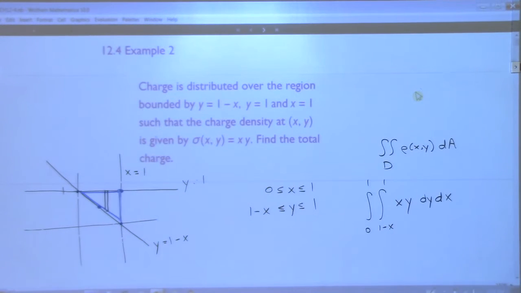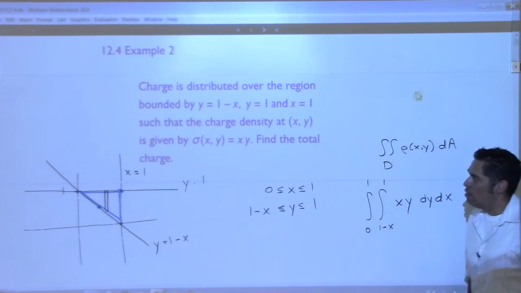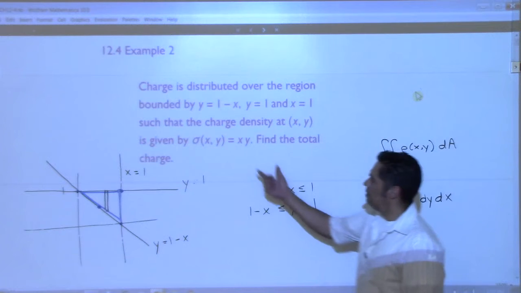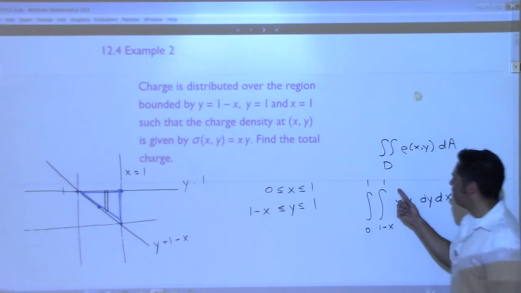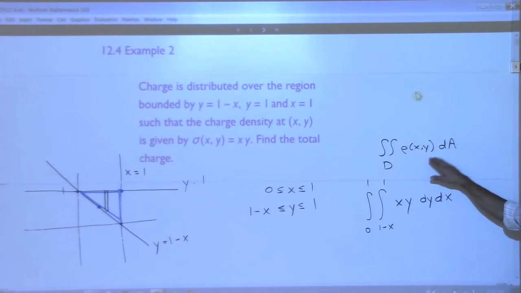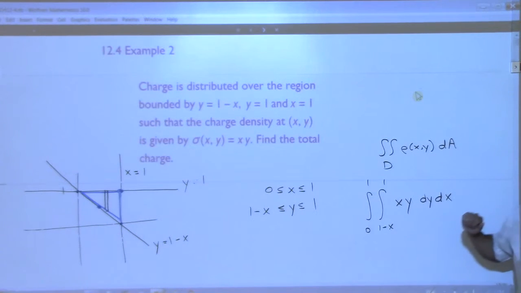So to calculate the mass of a lamina that is non-homogeneous, that has a density function given, all we do is the double integral over the region D, which is the lamina itself, of the density function with respect to area.